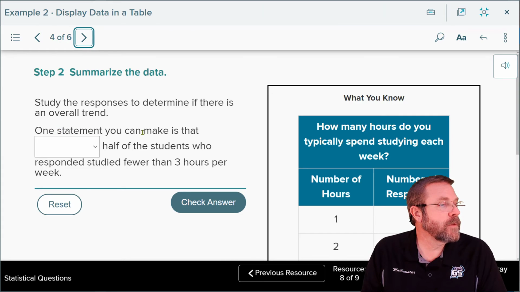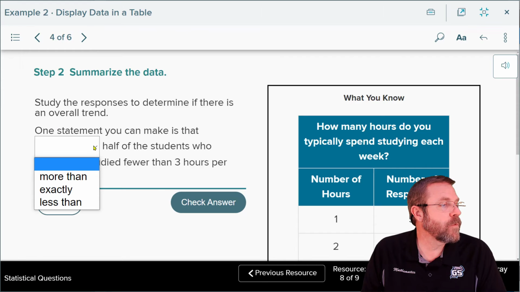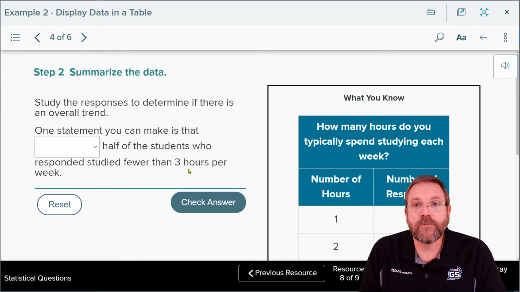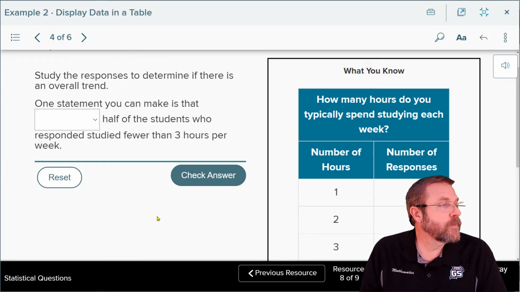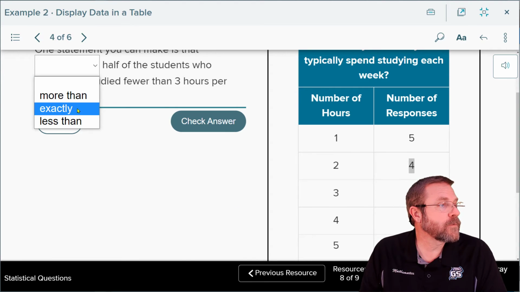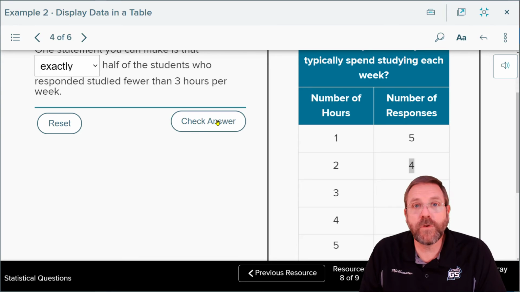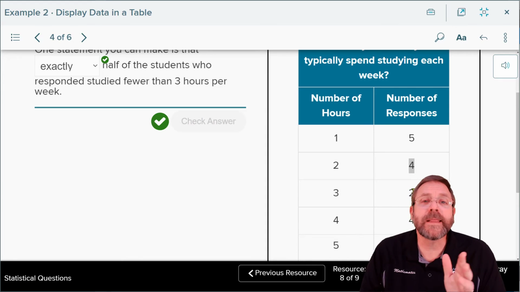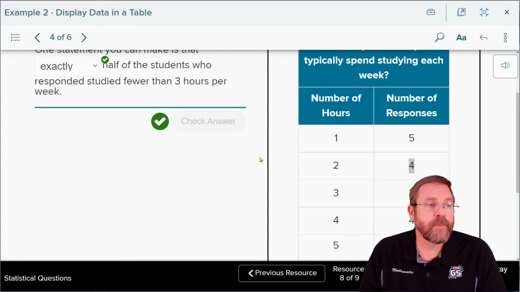One statement that you can make is that more than, exactly, or less than half of the students who responded studied fewer than 3 hours. So fewer than 3 hours, well, that means we're only looking at this category and that category. 5 plus 4 is 9. 9 is going to be exactly half of the 18, so the correct answer is that exactly half of the students studied fewer than 3 hours. Now, we did not include the 3 in because that would be less than or equal to 3 hours. And if that's the case, then we would have had a totally different answer.